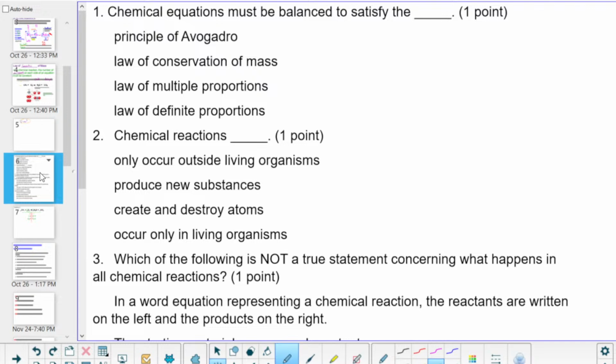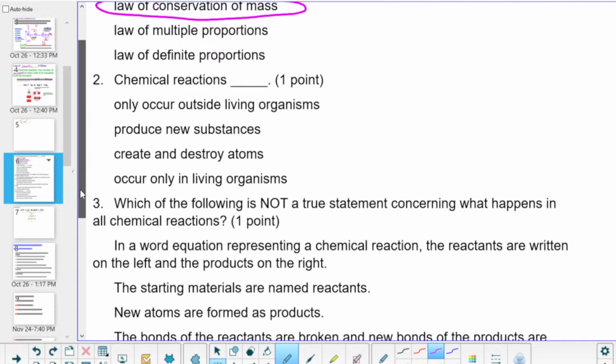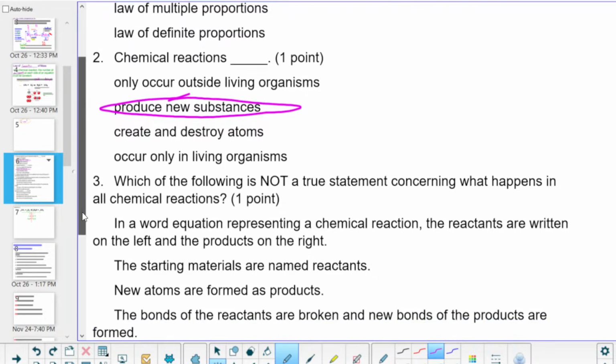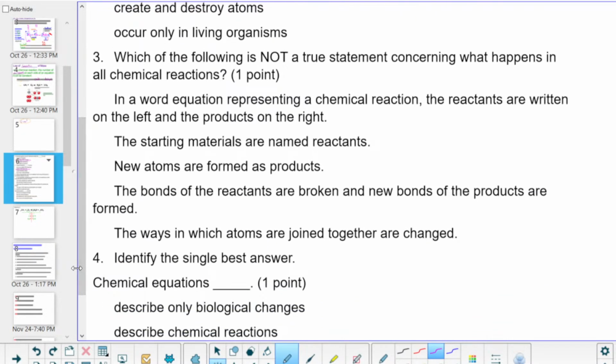Zane, first one. First one? What do we see here? You're moving up. Quick, go. The law of conservation of chemical reactions. Matthew. Use substances. There we go. Although, see here, you have this question, number 3. Which of the following is not a true statement concerning what happens in all chemical reactions?